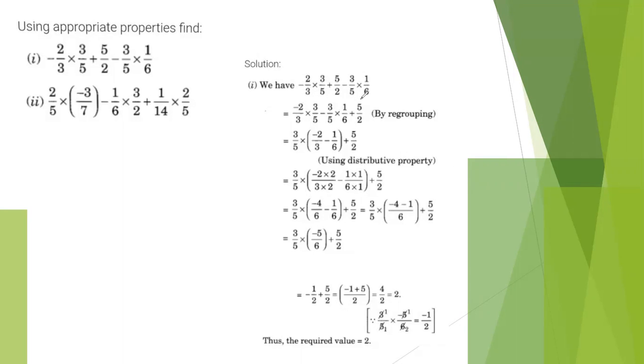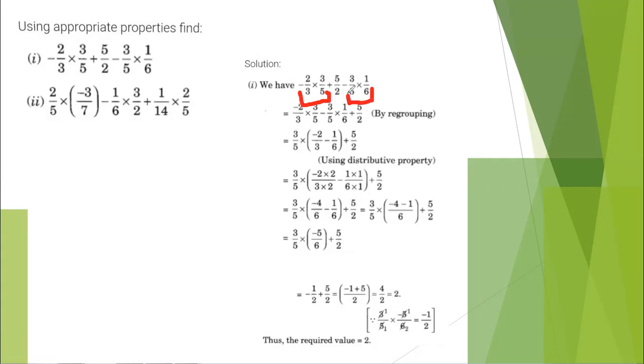So how do we regroup this question? We'll be taking the first term as the multiplication, the second term as the multiplication, and third term as plus 5 by 2. Alright, why do we take multiplication first? Because of BODMAS. Division is first, then multiplication, right? So that's how we have regrouped here if you can just observe.